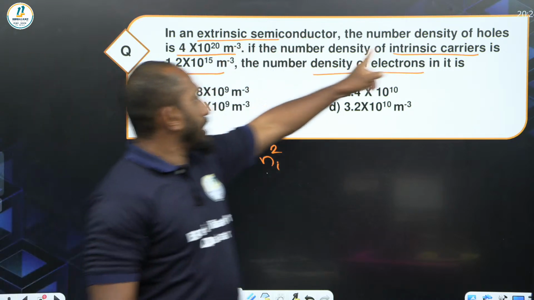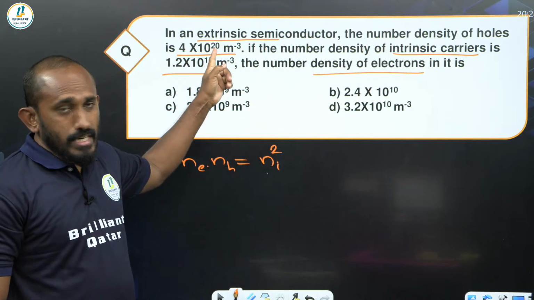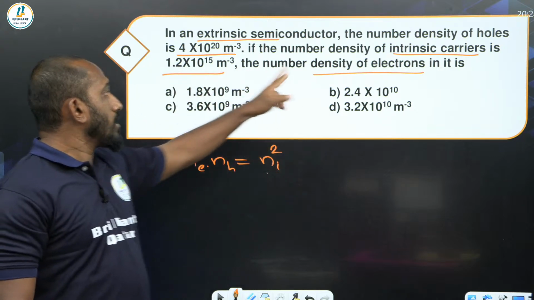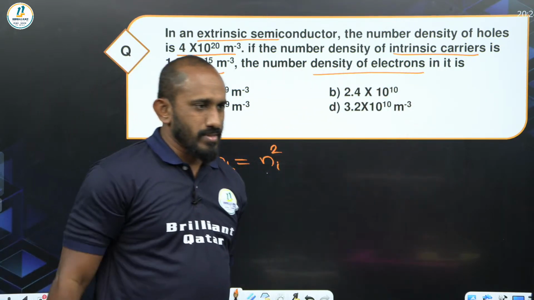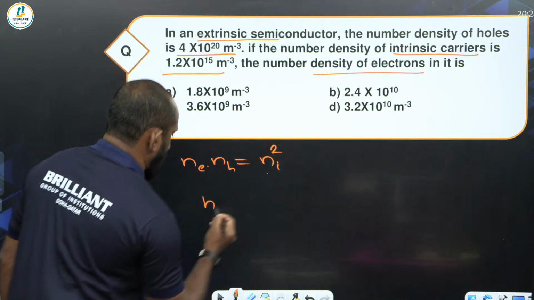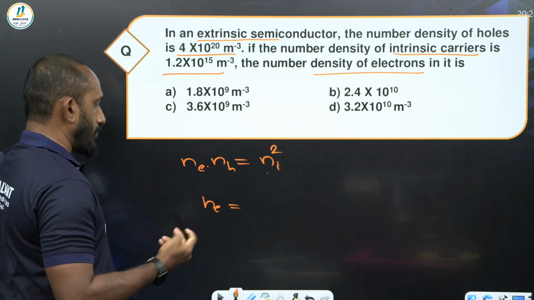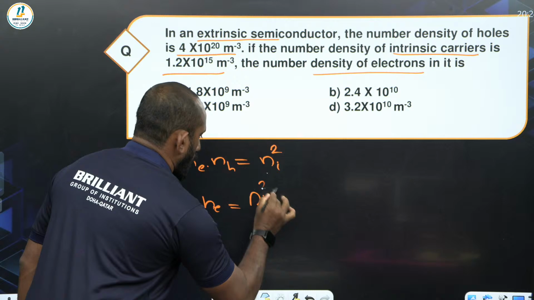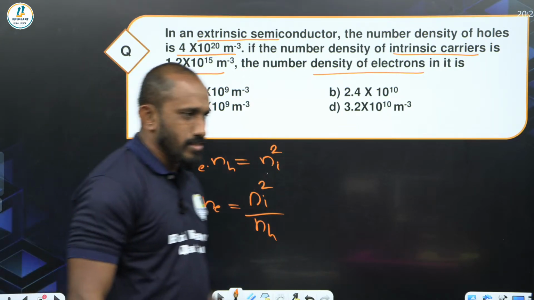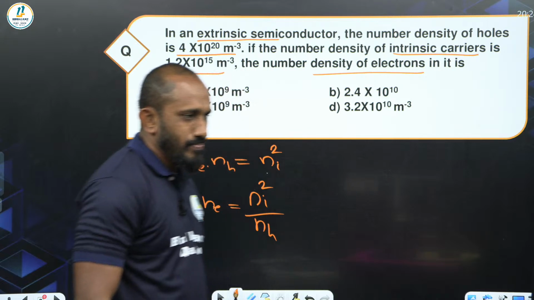In the question, the number density of holes is given, NH is 4 into 10 raised to 20. Then the number density of intrinsic carriers, that is Ni, is also given. You have to find the number density of electrons. A direct one. So Ne is equal to Ni square by NH. Direct question, hope you get the answer. Okay, quick, please try all of you.